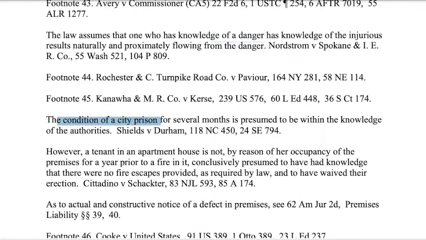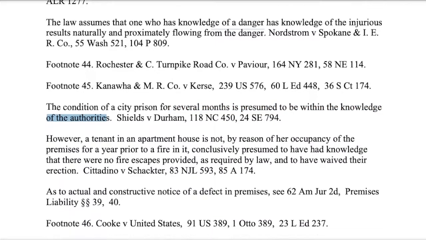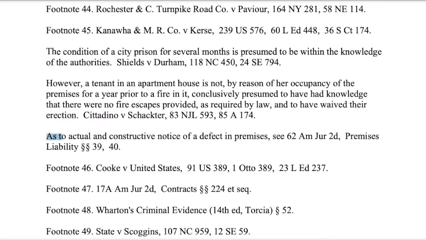The condition of a city prison for several months is presumed to be within the knowledge of the authorities. However, a tenant in an apartment house is not, by reason of her occupancy of the premises for a year prior to a fire in it, conclusively presumed to have had knowledge that there were no fire escapes provided, as required by law, and to have waived their erection. As to actual and constructive notice of a defect in premises, see the AmJur on premises and liability.